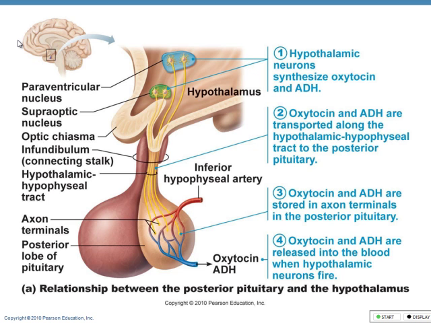Those hormones then travel down those axons and are stored in the posterior pituitary gland. Things like oxytocin. What's that for? Uterine contractions. Another one, ADH, anti-diuretic hormone. Anybody know what that's for?